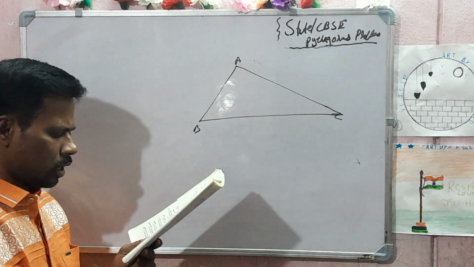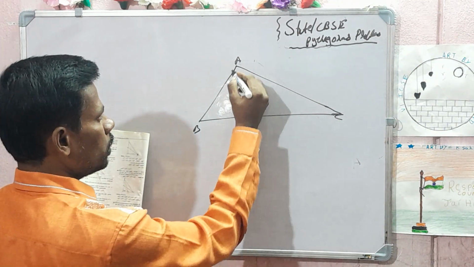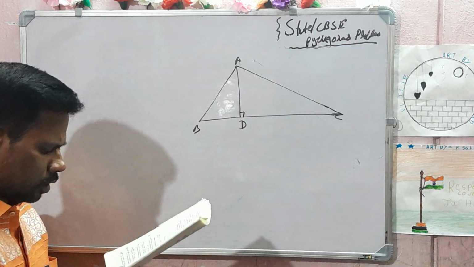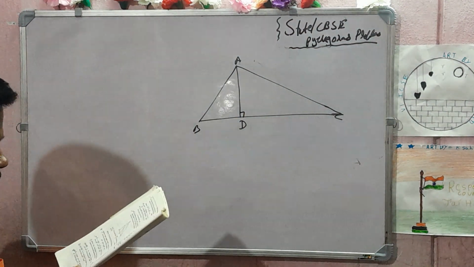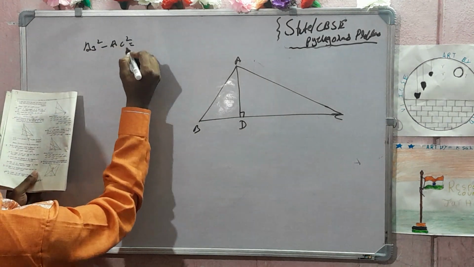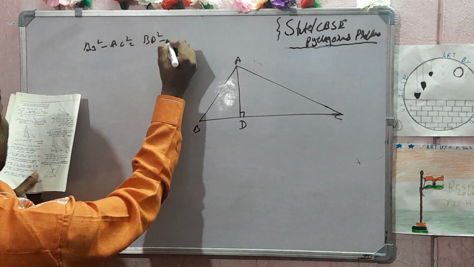In triangle ABC, AB is greater than AC and AD is perpendicular to BC. Prove that AB square minus AC square is equal to BD square minus CD square.